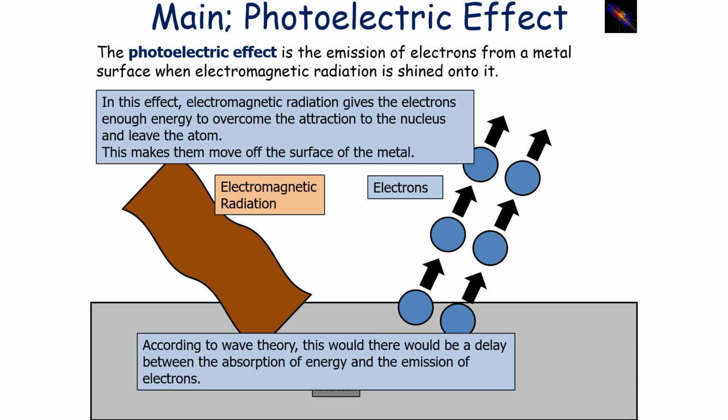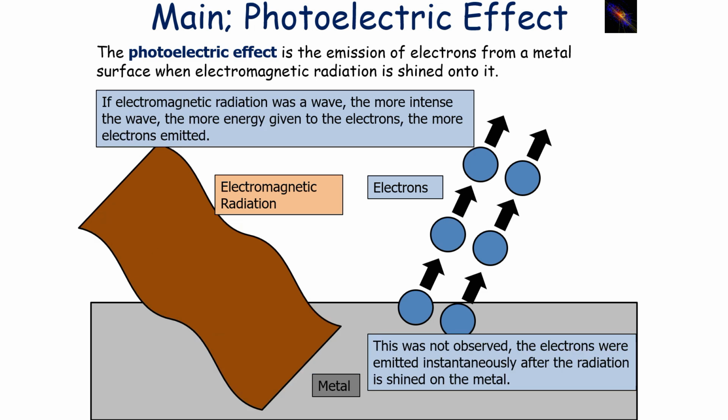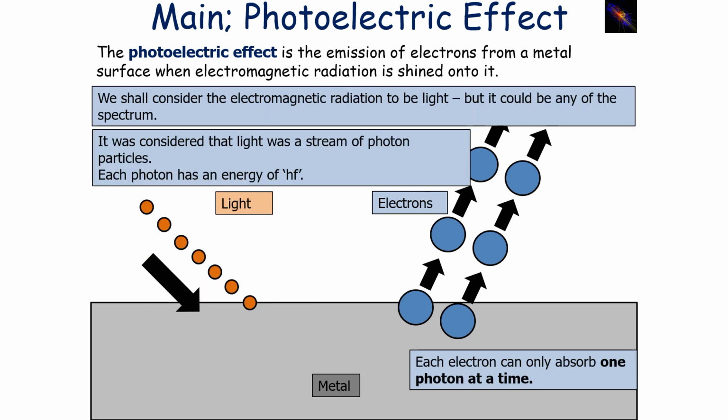According to wave theory as well, because the energy is slowly absorbed by the metal surface, there would be a delay between the absorption of the energy from the wave and the emission of the electrons from the metal surface. This is not observed in the photoelectric effect. Electrons are emitted instantaneously after radiation is shone on a metal. This was proof that the electromagnetic radiation was not a wave, rather it was acting like a particle.